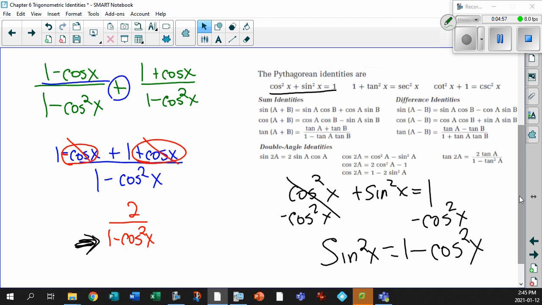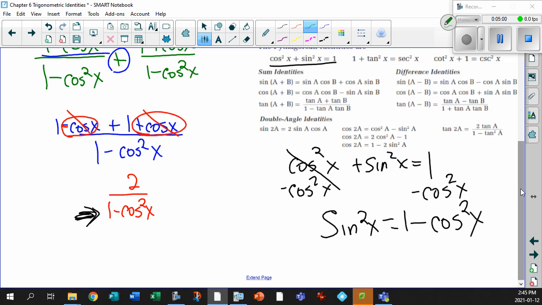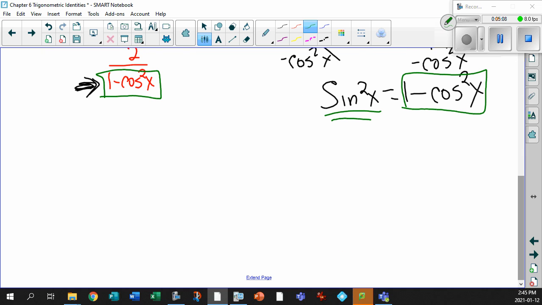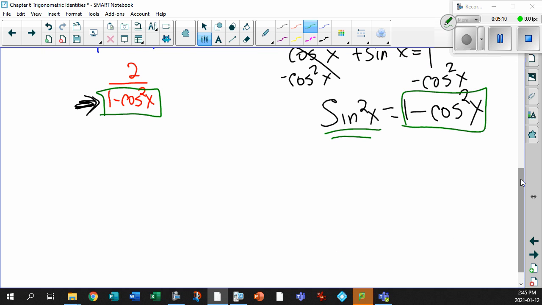Now, you know, and I know at this point, I can take this, which is right here, and replace it with sine squared x. Oh, how pretty. So this means that this is 2 over sine squared x. Sweet. Because you know what's cool about this? This is like saying 2 times 1 over sine squared x.